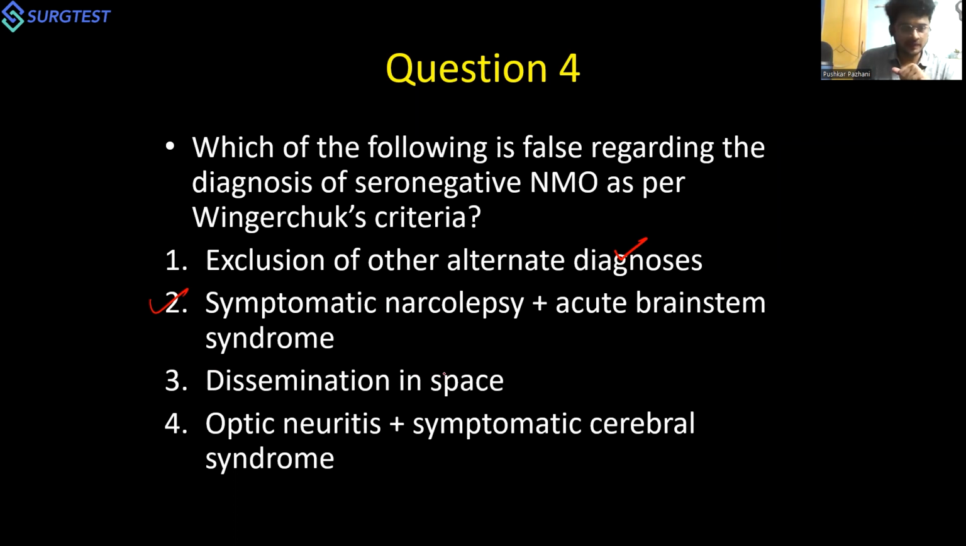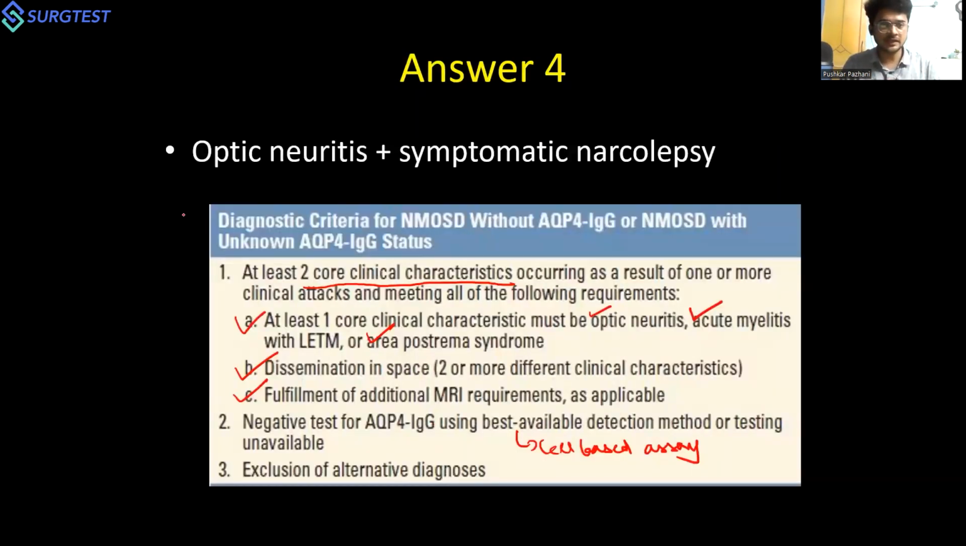And dissemination in space, yes, that is true. And optic neuritis plus asymptomatic cerebral syndrome. Yes, optic neuritis is there, so at least one of the core clinical criteria is there, plus asymptomatic cerebral syndrome. Don't forget, this table is there in Harrison. It's very important. You could get an MCQ from here.